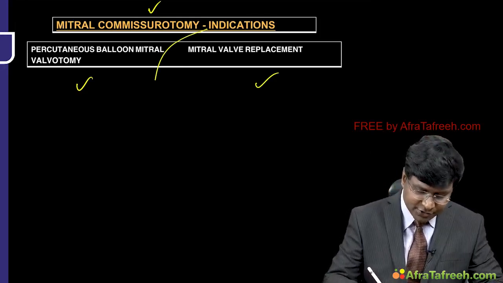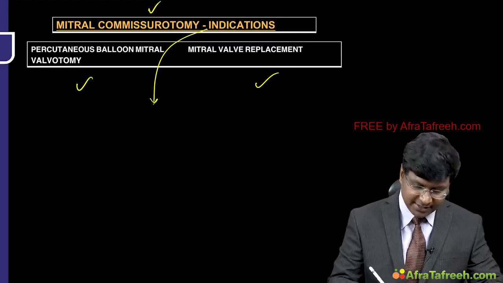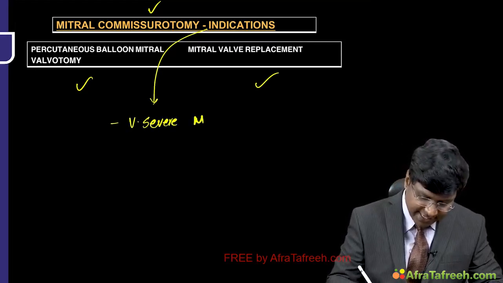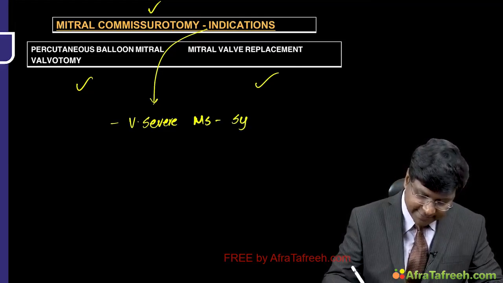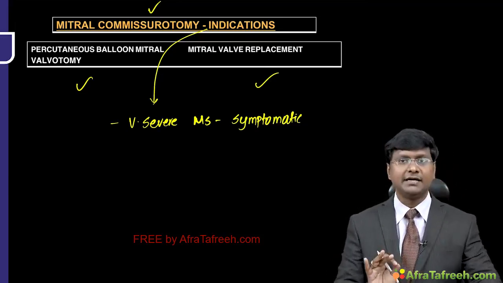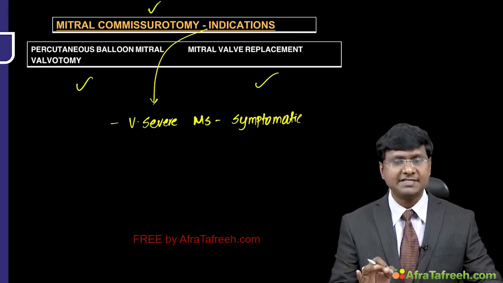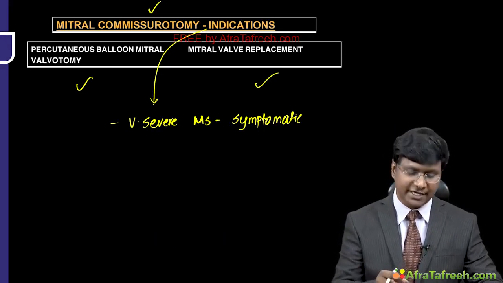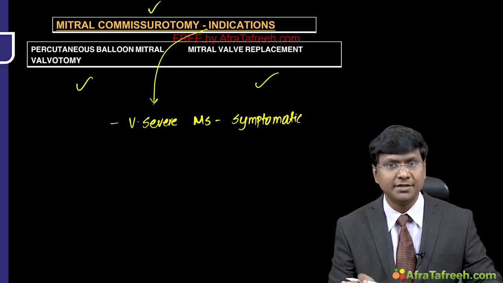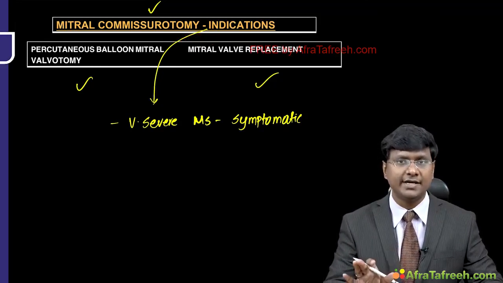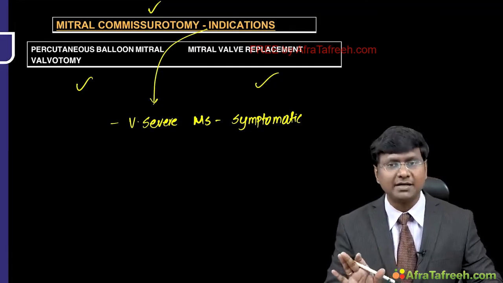Now, what are the indications for doing this mitral commissurotomy? The indications are if the individual is having very severe mitral stenosis and is symptomatic, right? It is an indication for doing the mitral commissurotomy. Or if the individual is having severe mitral stenosis refractory to medical management, then that is also an indication for doing the mitral commissurotomy, right? Unless the individual has any contraindication, you can do this mitral commissurotomy.